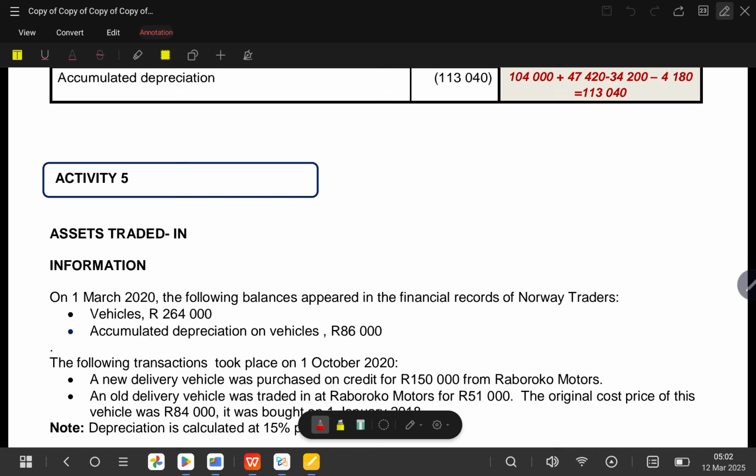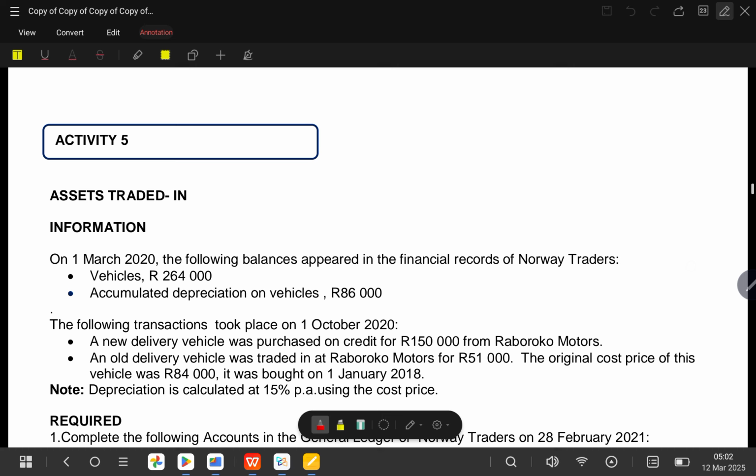In this morning's activity, we're going to be dealing with a selling of an asset where there is a trade in. I promise you, it's not really that different from what we did when we were doing the selling of an asset when there is no trade in. Just some smaller differences. And I promise you that at the end of this lesson, you will have a much better and improved understanding of asset disposal.